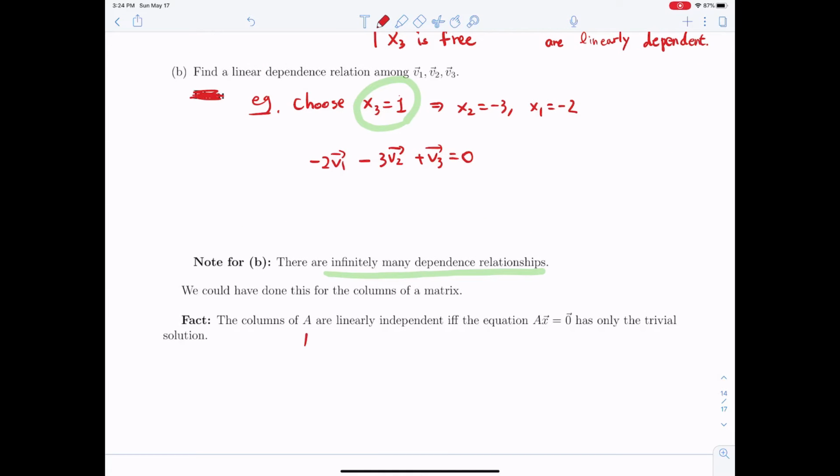We could actually form A by using the given vectors v1, v2, and v3. If you build the columns of A using the given vectors, then the columns of A are linearly independent if and only if the homogeneous equation has only the trivial solution.